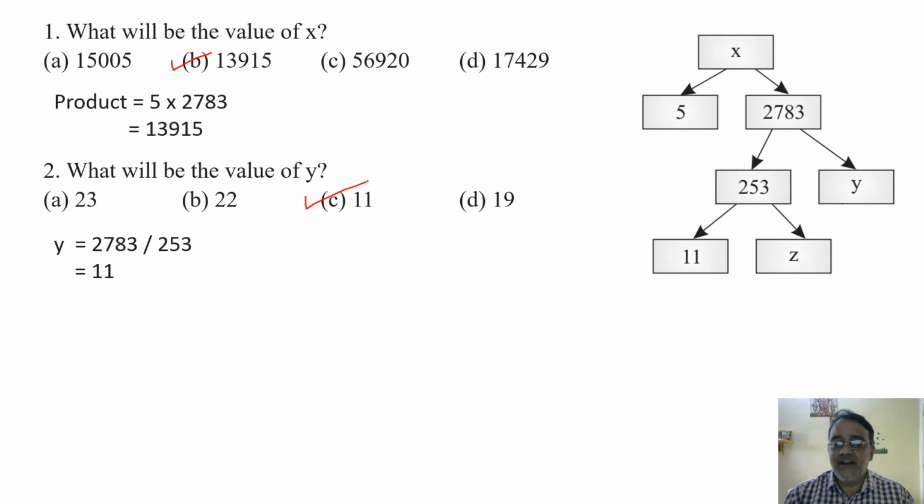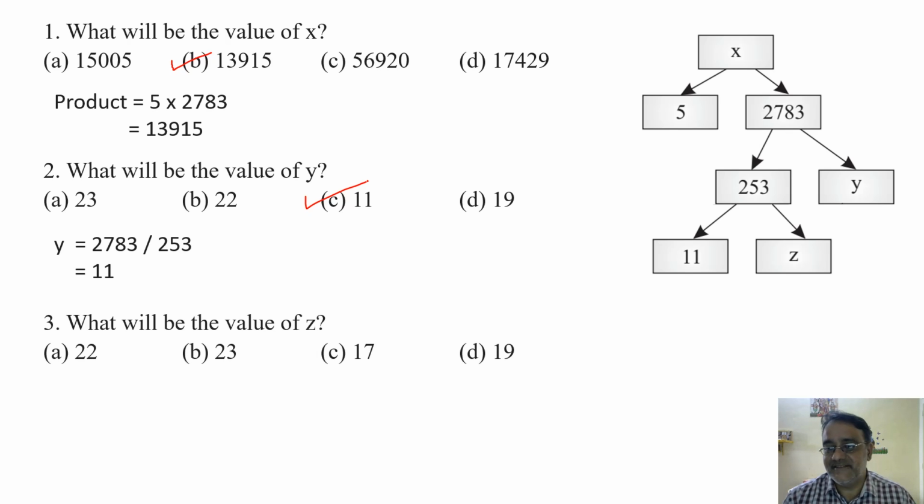Option C, right. Now what will be the value of z? 253 divided by 11. If you divide 253 by 11, then you will get 23. Right, and the correct option is B. Now we are moving toward the next question.